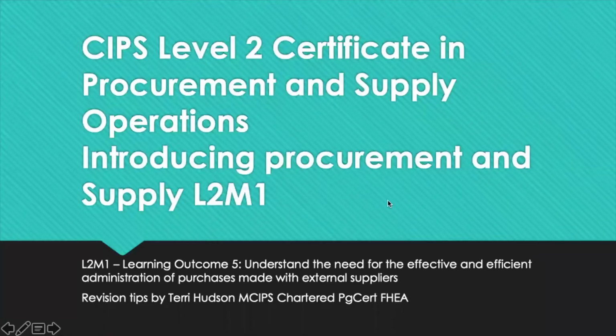Welcome to CIPS Level 2, Certificate in Procurement and Supply Operations, Module 1, Introducing Procurement and Supply, Learning Outcome 5, which is to understand the need for the effective and efficient administration of purchases that are made within external suppliers.